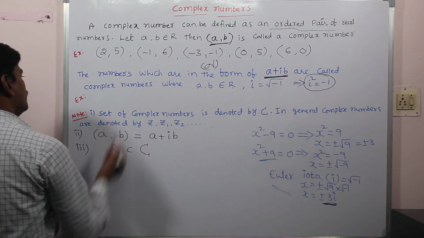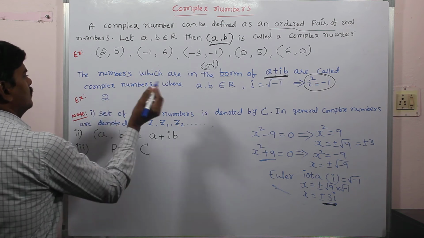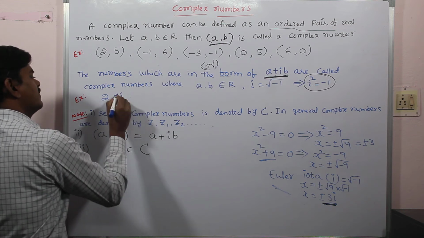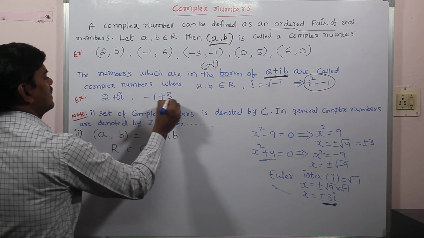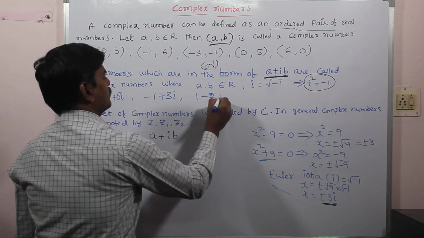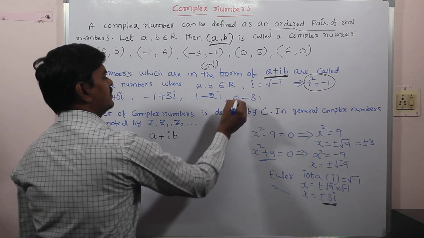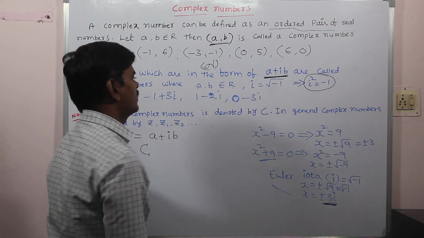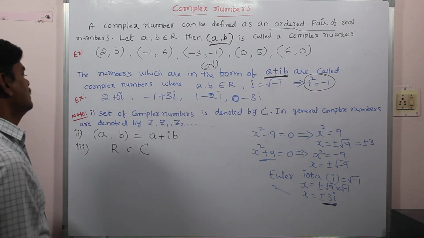We can give a number of examples for this. Suppose A is equal to 2, B is equal to 5: 2 plus iota 5, or better to say 2 plus 5 iota. Then -1 plus 3 iota, 1 minus 2 iota, and -3 iota. This is also in the form of A plus iota B, if you assume A equal to 0. So the numbers which are in the form of A plus iota B are called complex numbers.